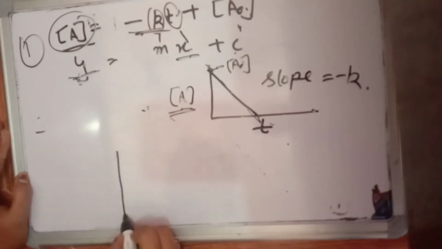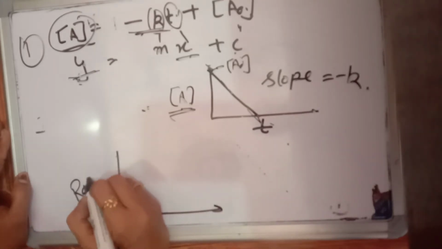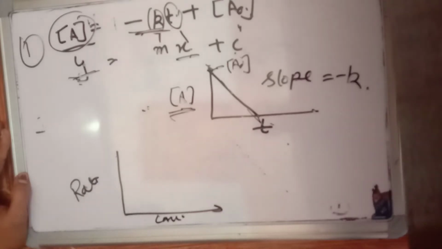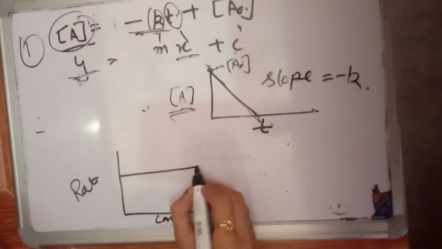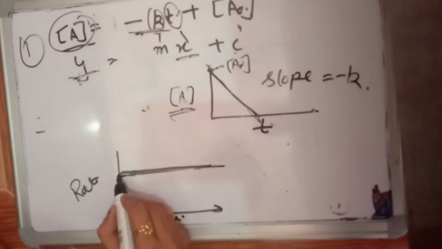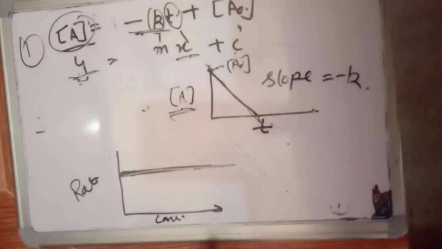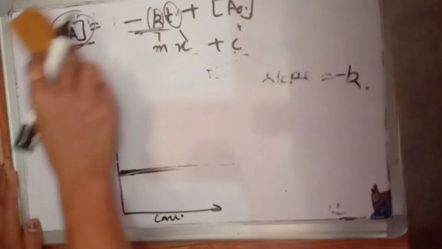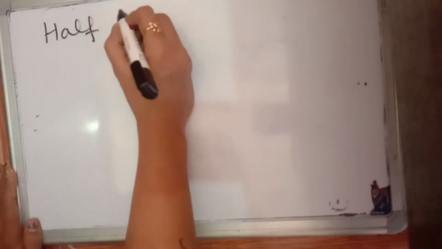Second, if we plot rate of zero order reaction versus concentration. As we know from the definition, in zero order reaction, rate is independent of concentration. Rate is independent of concentration means the rate doesn't vary with concentration. So we get a straight line like this. Rate is constant. Okay, so next is the second characteristic of zero order reaction which we are going to discuss: half-life period.